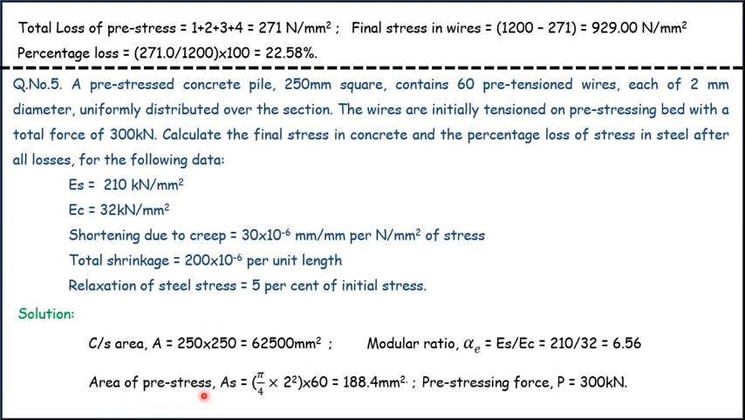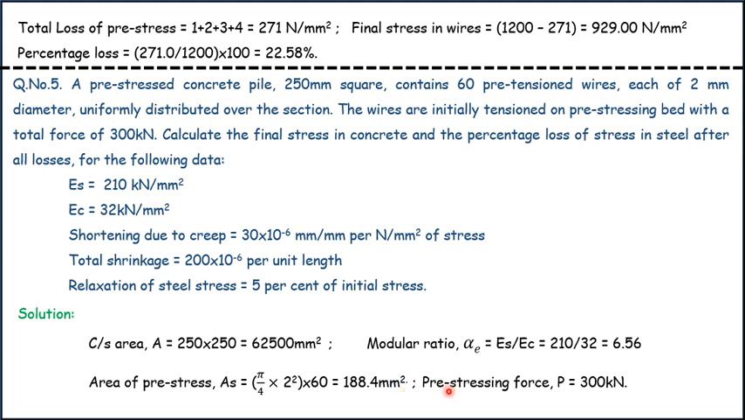Area of pre-stress AS is to be calculated. The area of one wire is pi by 4 into 2 square, multiplied by the total number of wires, 60, which equals 188.4 mm square, the area of pre-stress.